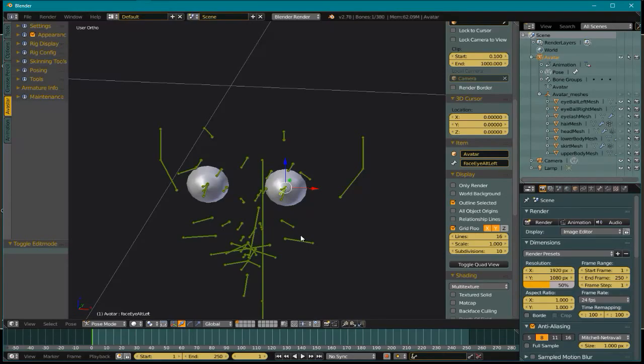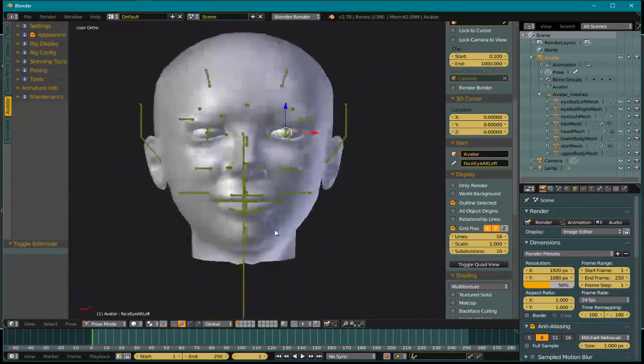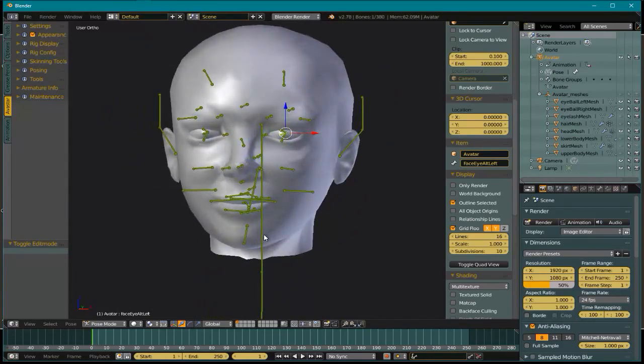But I think that's pretty much everything I wanted to talk about with things to think about before you make your bento head.